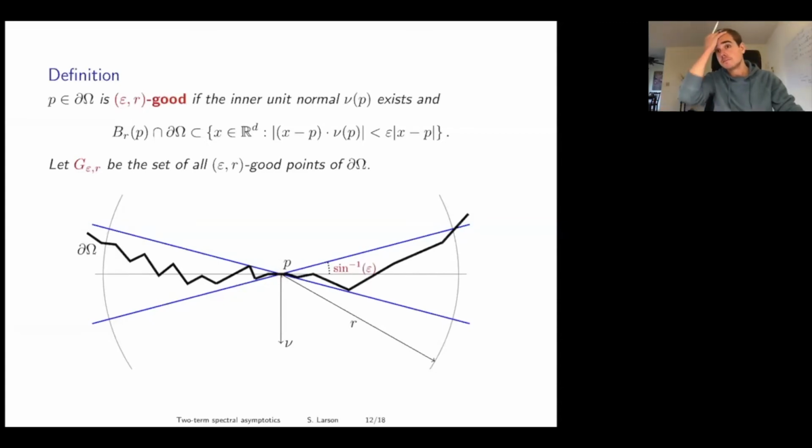Okay, so the first thing we define is a set of good points on the boundary. We say that a point is epsilon-R good, in terms of our two small parameters epsilon and R, if the point, which lies on the boundary, first of all has a unique inward pointing unit normal. And more than that, if you look in a ball of radius R, the boundary should be contained in the complement of a two-sided cone. In two dimensions it's the cone itself, but in higher dimensions, the complement of this two-sided cone, where the opening angle is essentially pi over 2 minus epsilon. Well, I say approximately.